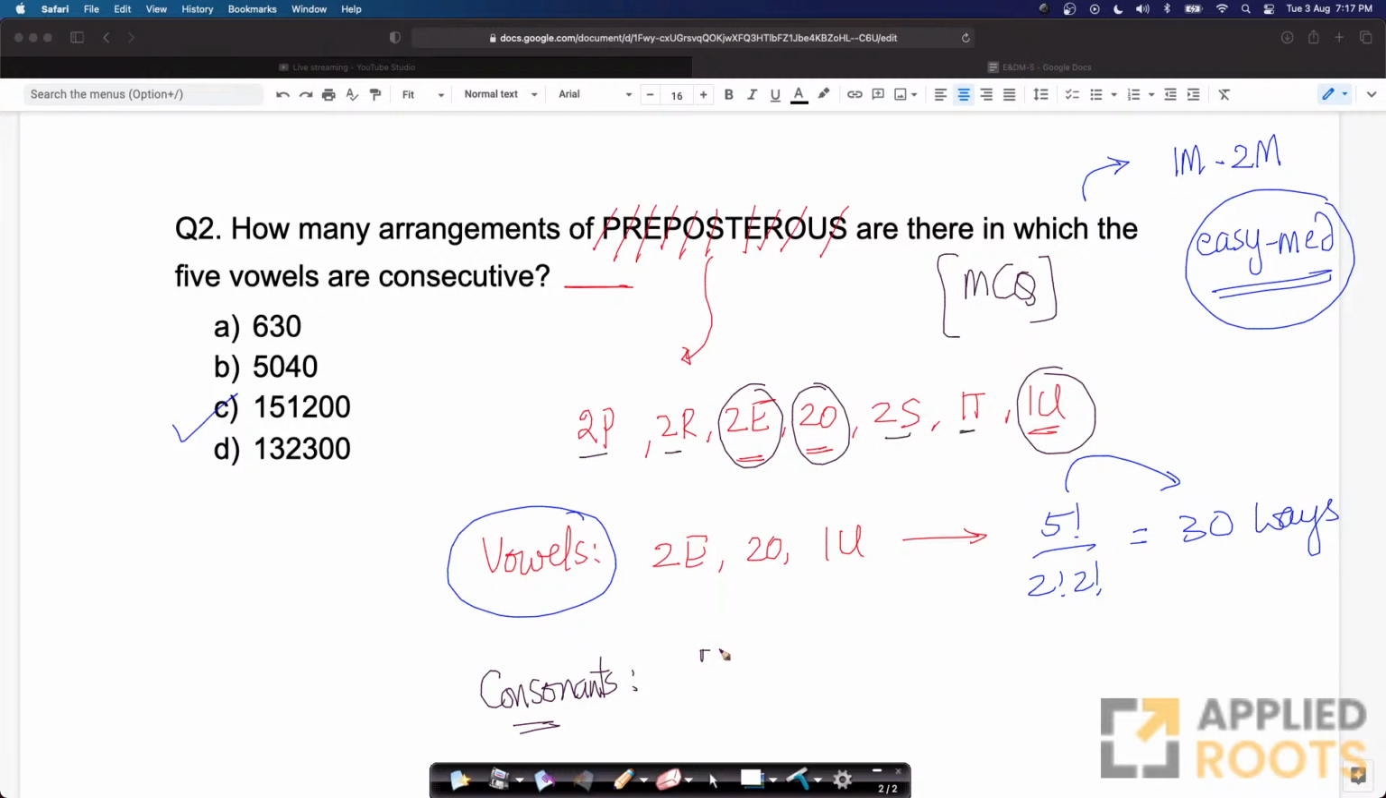So in how many ways can you arrange them? 7 factorial by how many repetitions are there? 2 p's, 2 r's and 2 s's. So 2 factorial, 2 factorial, 2 factorial. I've done this math earlier, this comes to 630.